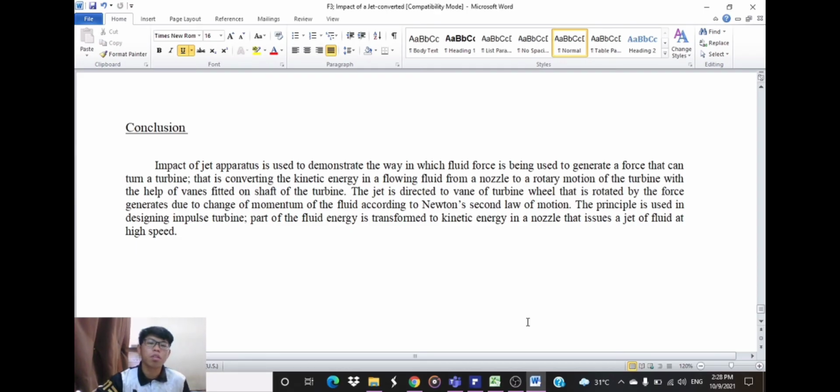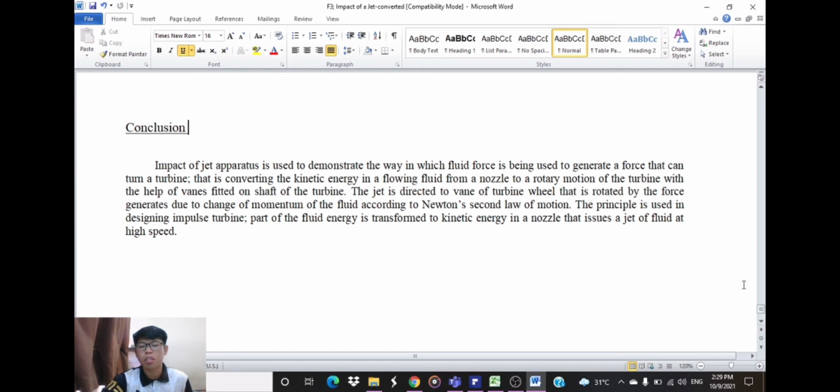For the conclusion of this experiment, the impact of jet apparatus is used to demonstrate the way in which fluid force is being used to generate a force that can turn a turbine. That is converting the kinetic energy in a flowing fluid from a nozzle to a rotary motion of the turbine with the help of vanes fitted on a shaft of the turbine.